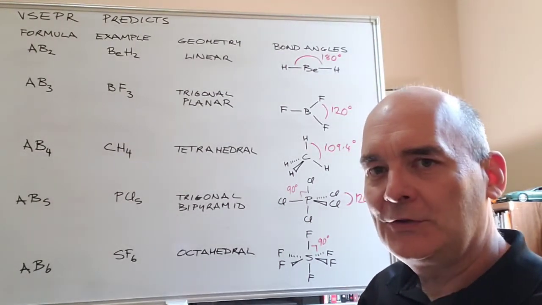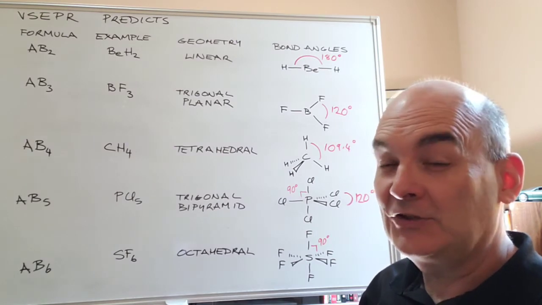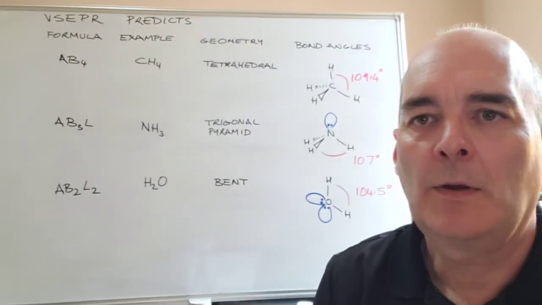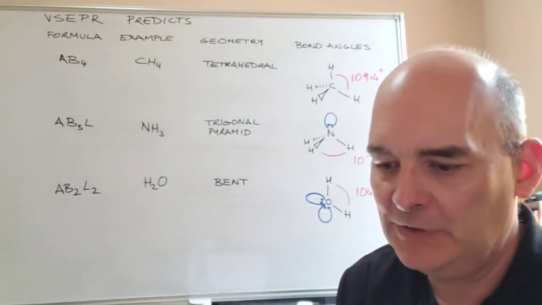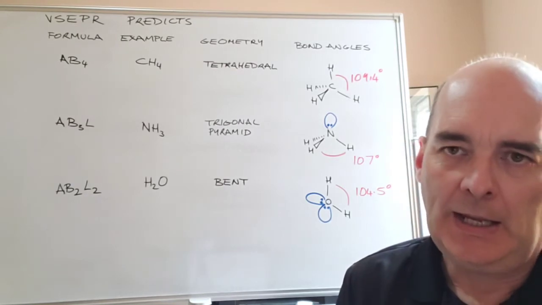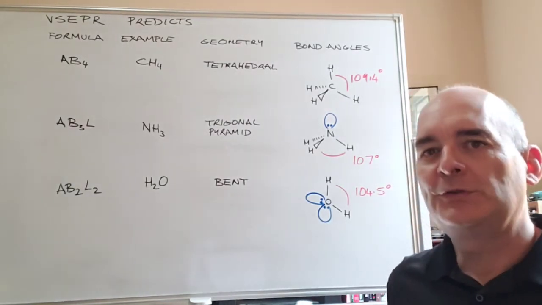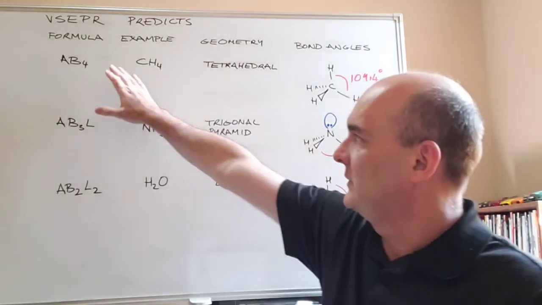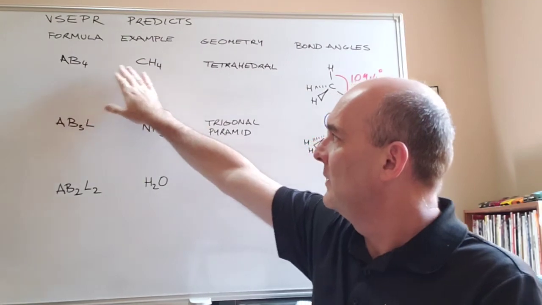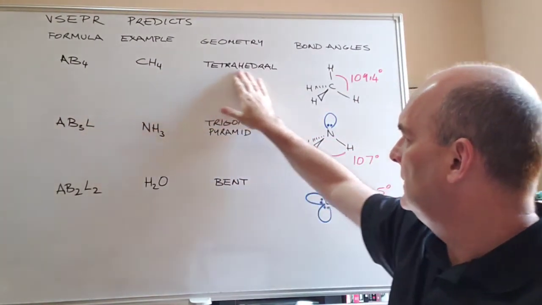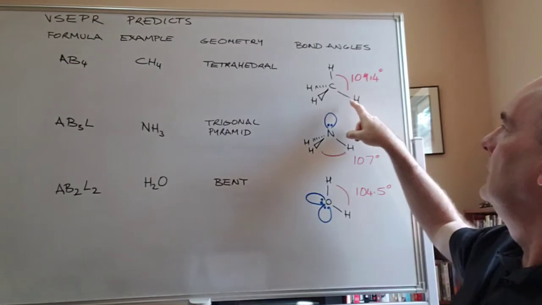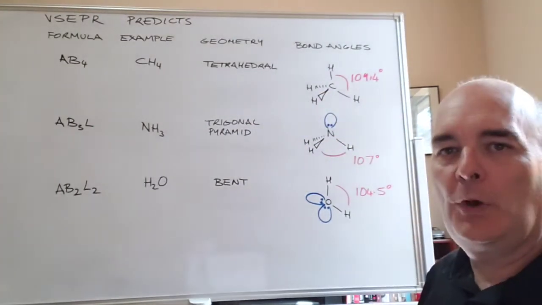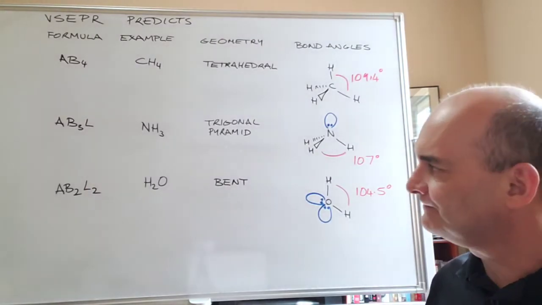Okay, what we'll do now is I'm going to take some of those bonds away and replace them with lone pairs. Let's look at a tetrahedron a little bit closer and replace some of those bonds with non-bonding pairs of electrons, with lone pairs. So here's my original tetrahedron. 4 bonds around a central atom, like in methane, which is a hydrocarbon, makes me a tetrahedron. Every one of those angles is 109.4 degrees.